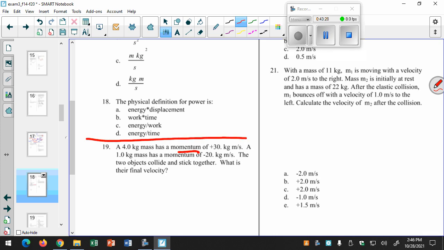Basically, if you see something that says momentum, or if you see something that says collide, or you have a picture of two objects colliding, that means that we're into chapter 6, and that will not be on the quiz. Okay? All right, y'all.